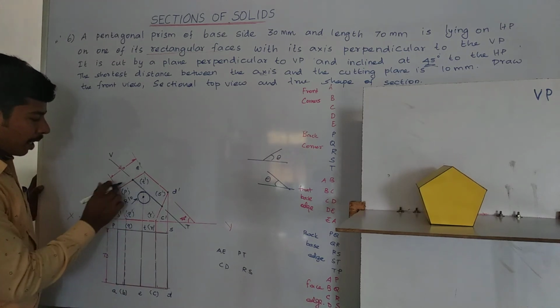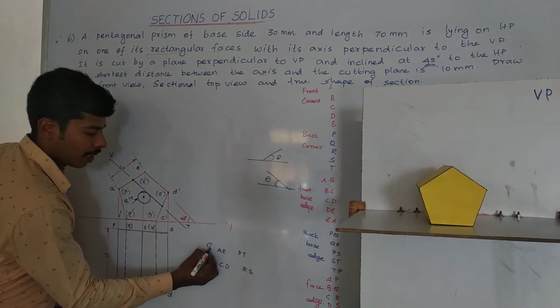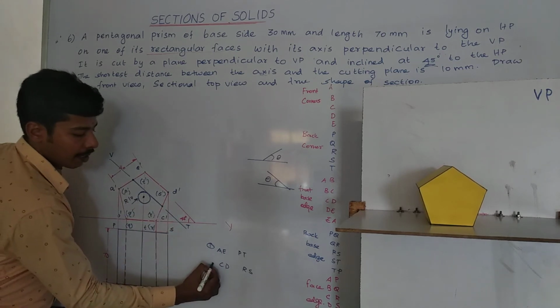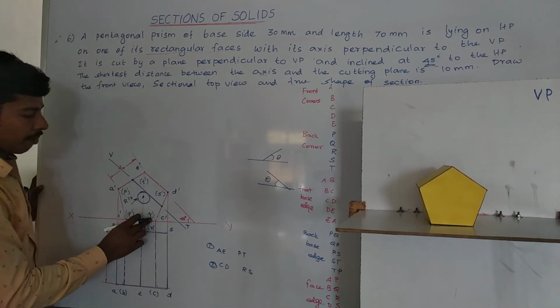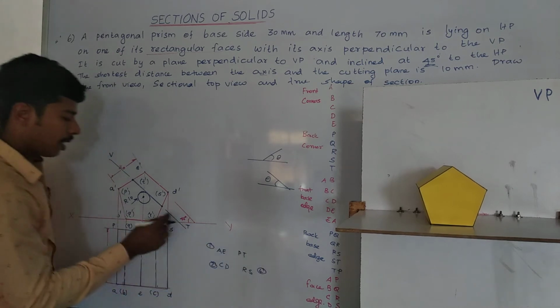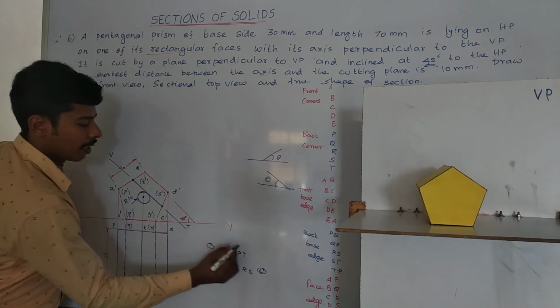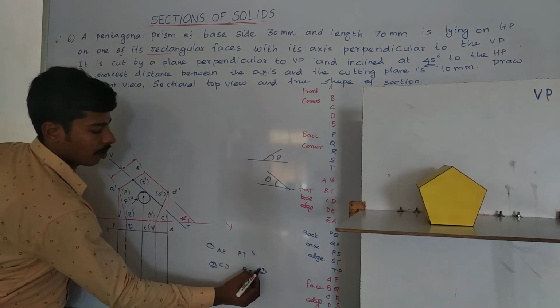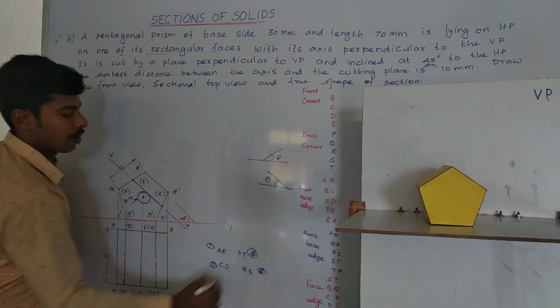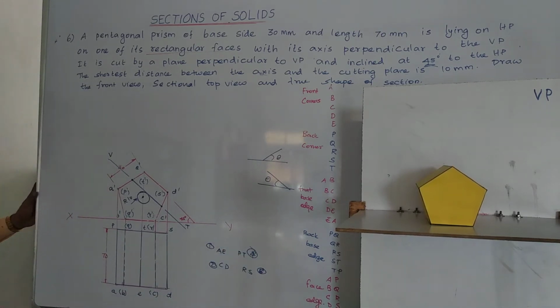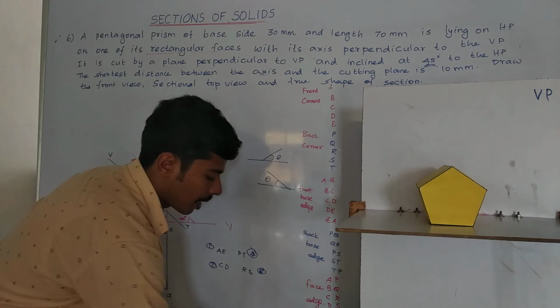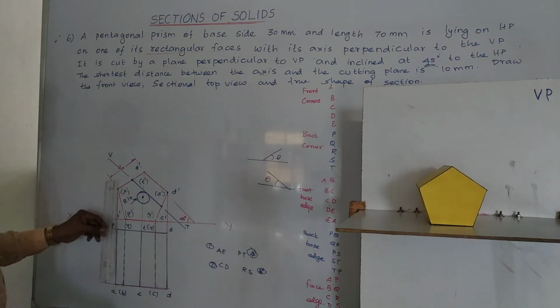So here the visible edge AE, I mark 1. Then for CD mark 2. Then for RS, 4. Then in reverse, PT is 3. So 4 points. Then I have to project this to the top.